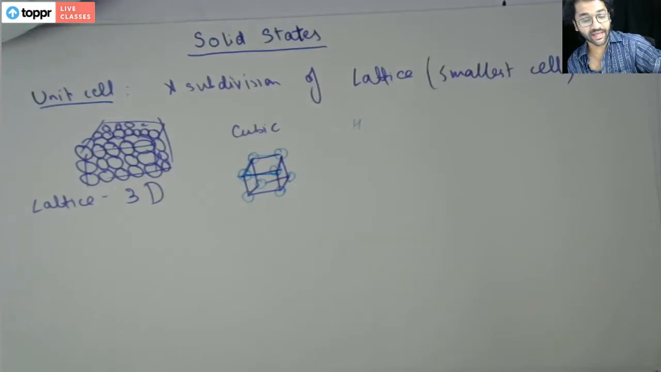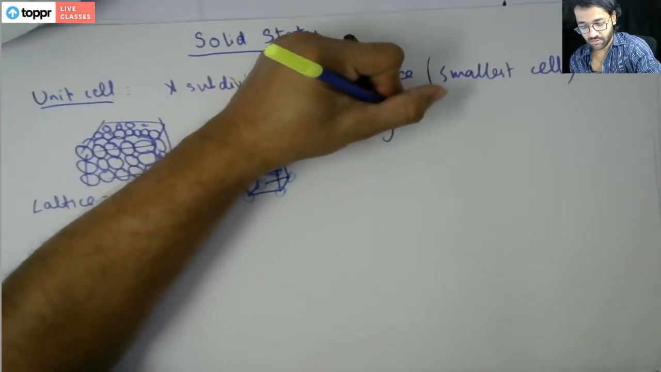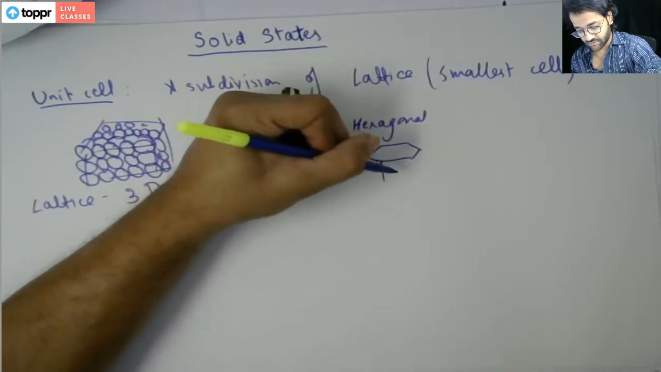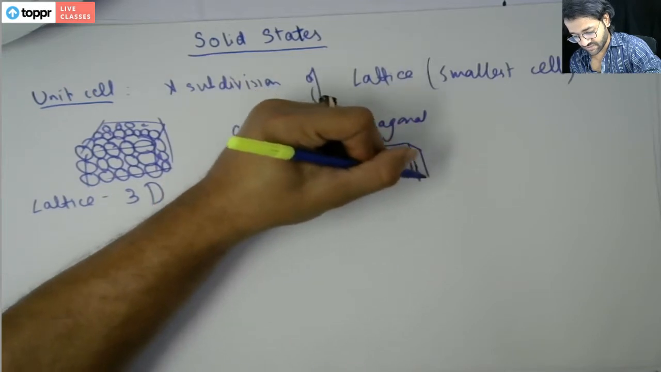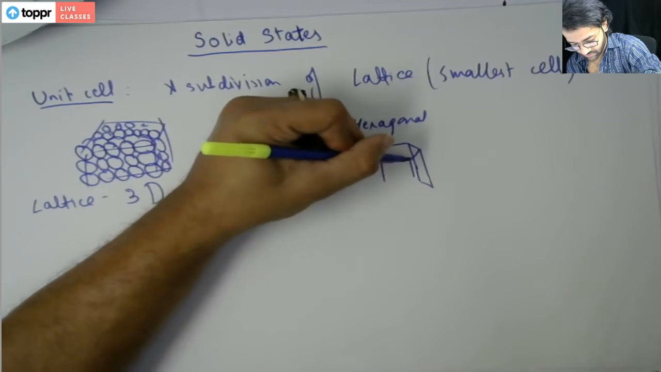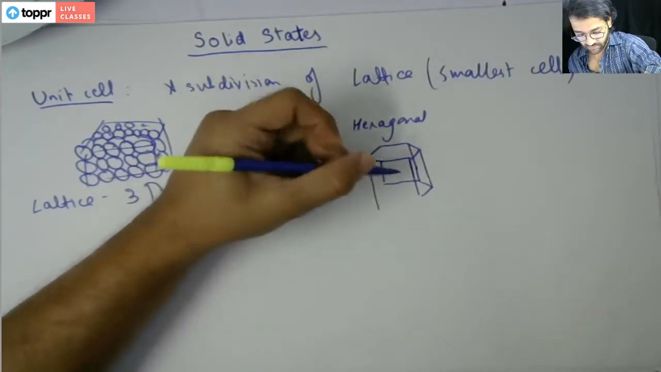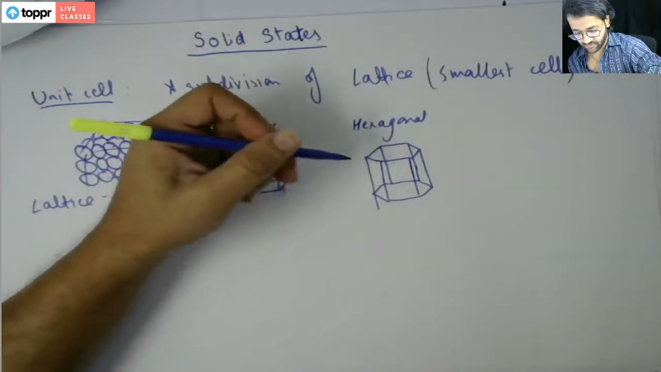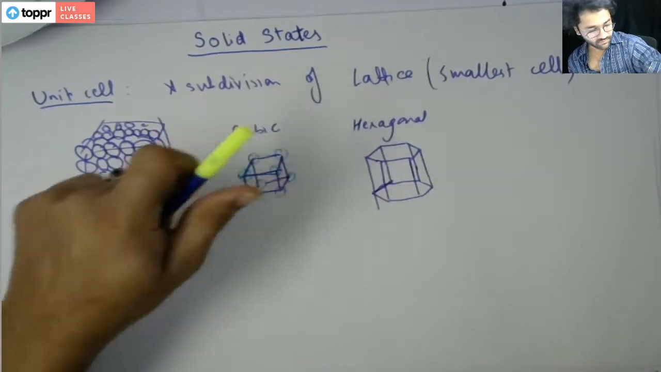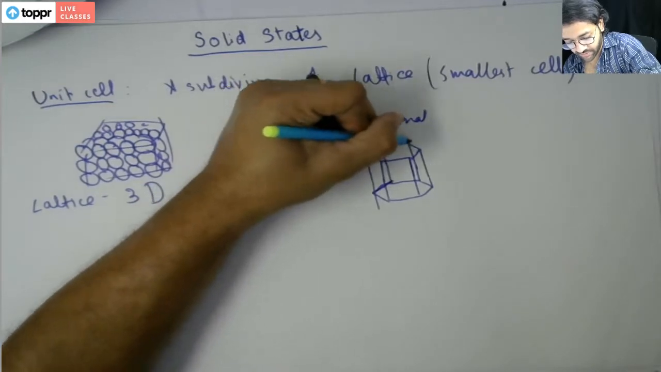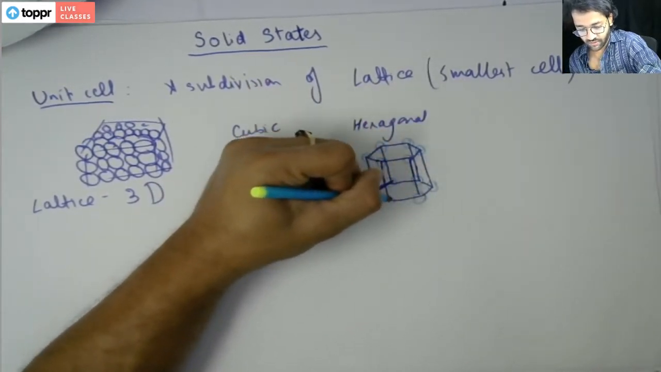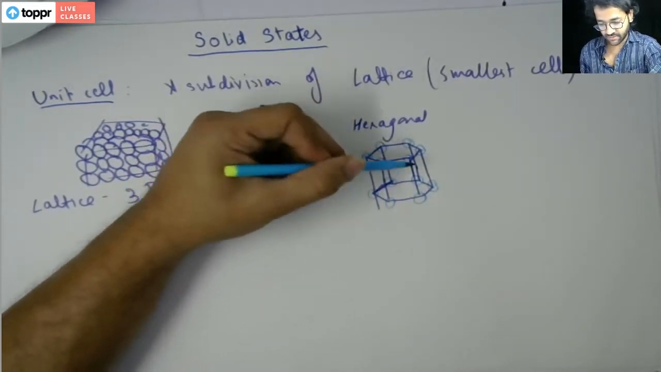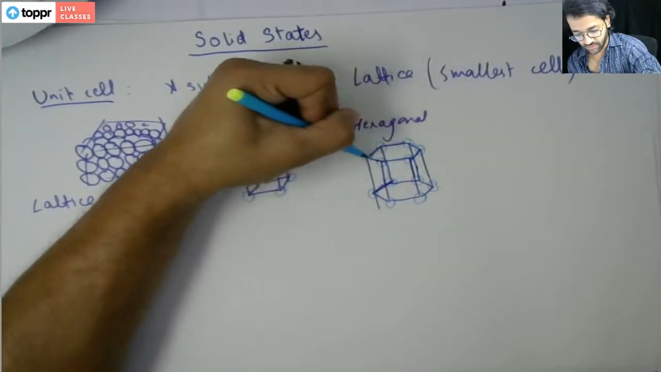Another important one is the hexagonal unit cell. What would a hexagonal unit cell look like? It would simply be a hexagon. So this is a hexagonal unit cell. Now the atoms will be kept here, here, here, here, right? So this kind of unit cell would be a hexagonal unit cell. All the angles would be 120 degrees as it's a hexagon, and the sides will be equal. Here these sides will be equal, correct?